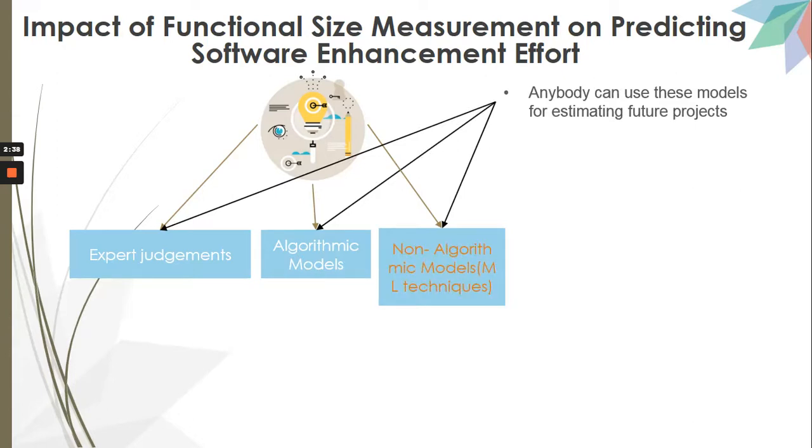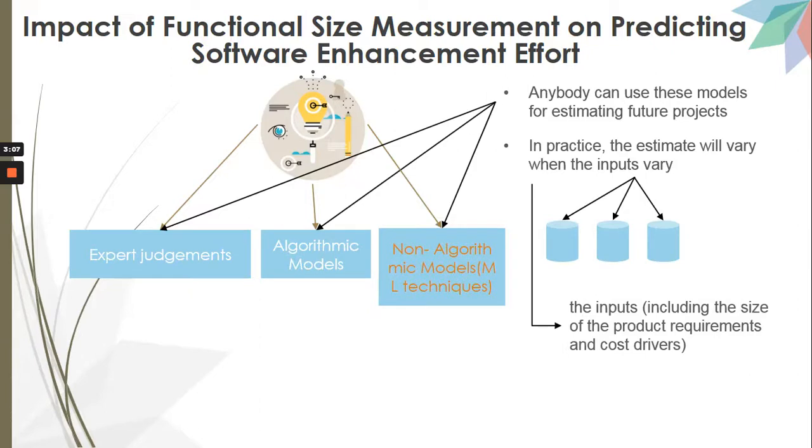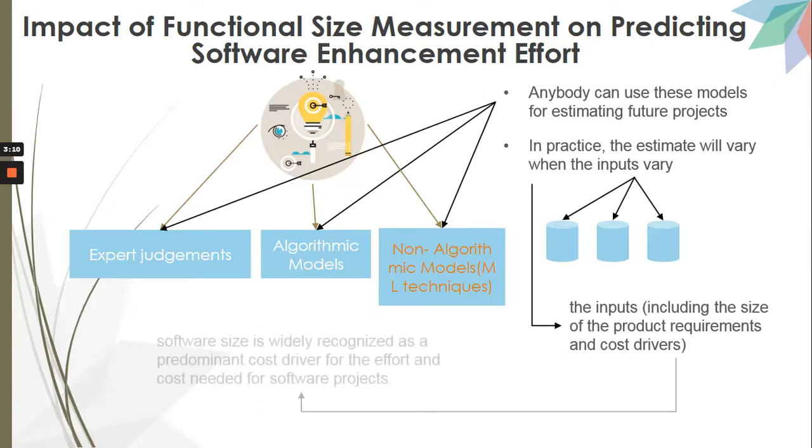A review of various machine learning techniques revealed that accuracy of estimates can be achieved. So, despite the large number of proposals interested in finding accurate estimates, there is no clear evidence in determining which model is the best for estimating enhancement effort. In practice, the estimate can vary when the inputs vary. The inputs include the size of the product requirements and cost drivers. In our work, we will investigate the impact of software size for predicting software enhancement effort.